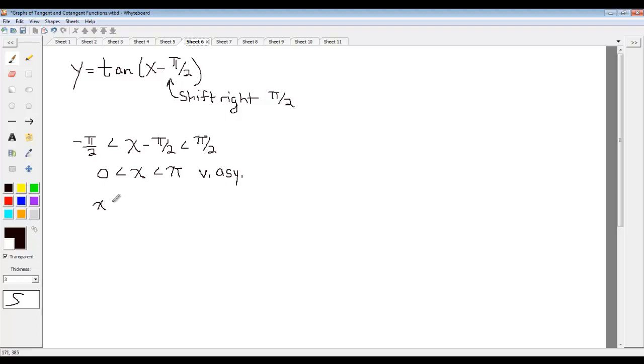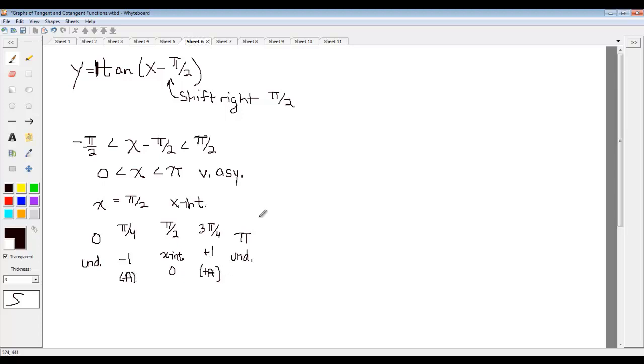And then x equals pi over 2 will give you the x-intercept. So at 0 we're undefined. At pi we're undefined. Halfway in between, at pi over 2, we have our x-intercept. And at pi over 4 we should get negative 1. And at 3 pi over 4 we should get positive 1, because a is 1. Alright, so let's go ahead and graph that on the grid.